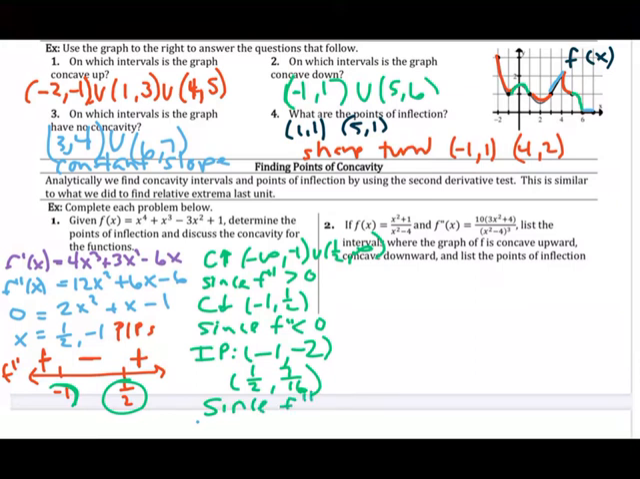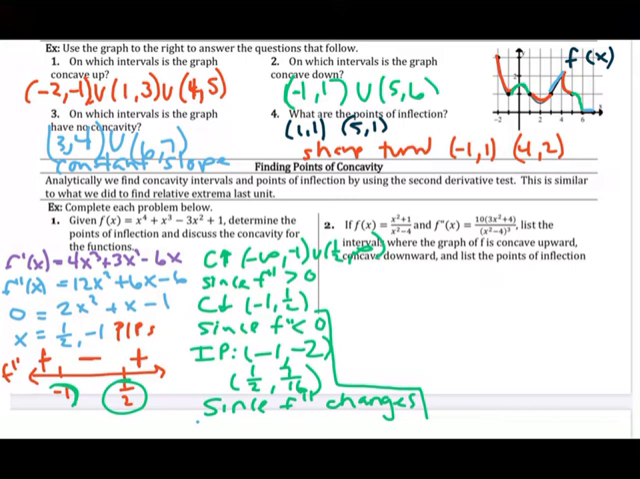Since f double prime changes sign. At those values, it's 0, but before and after that value, it's changing from positive to negative or from negative to positive. So the key thing there is that it's changing sign. Positive second derivative, concave up. Negative second derivative, concave down. A sign change, point of inflection. So those are really the big takeaways here.